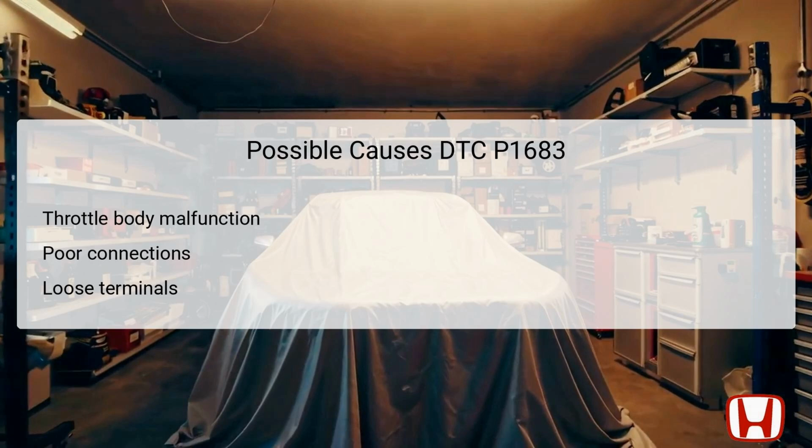Additionally, poor connections between the throttle body and the powertrain control module, PCM, can result in communication failures. Loose terminals or damaged wiring can also contribute significantly to the problem, leading to intermittent issues that can further complicate the diagnosis. Thoroughly examining these areas is critical to identify and resolve the DTC P1683.